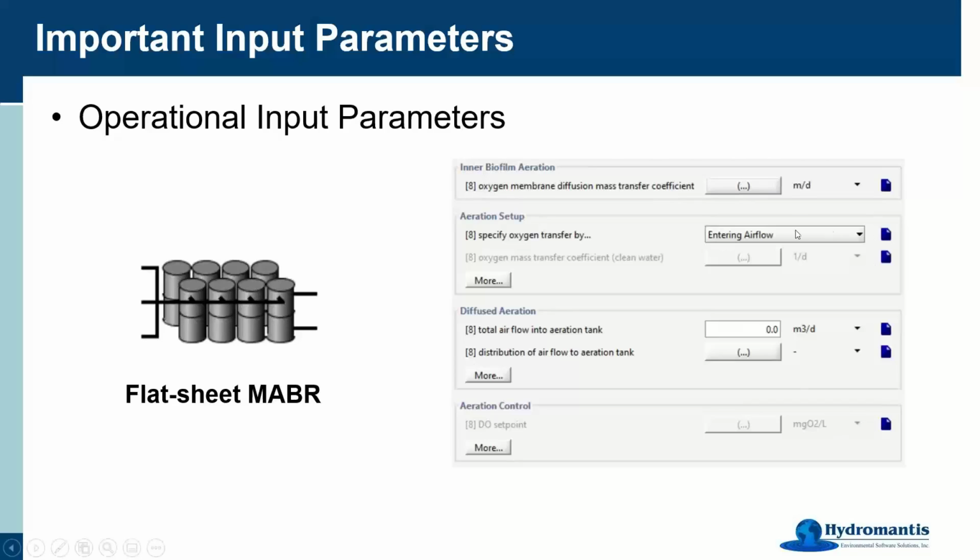And note again, we also have the ability to do regular diffused aeration from the bottom of those reactors. Again, by default, we've got that set to 0, but it's something you could take advantage of to aerate the bulk liquid too.